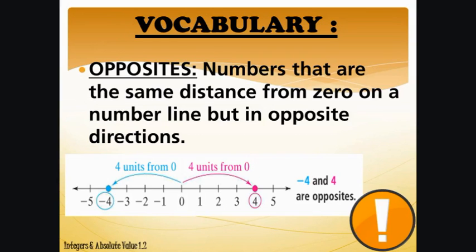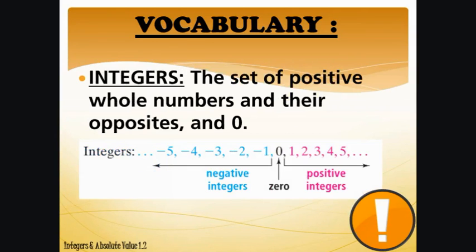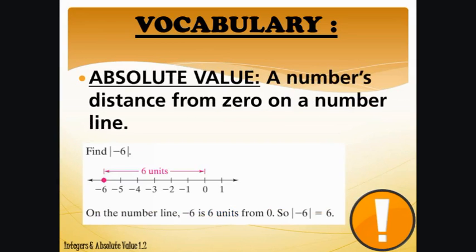I like it. Let's establish some vocabulary that we need to know for this lesson. We're going to take a look at the term opposites first. Opposites are numbers that are the same distance from zero on a number line, but in opposite directions. So, for example, -4 and +4 are opposites because from 0 they're the same distance apart. They're 4 units from 0 on the number line. And the term integers that you heard in the focus: integers are a set of positive whole numbers and their opposites and 0.